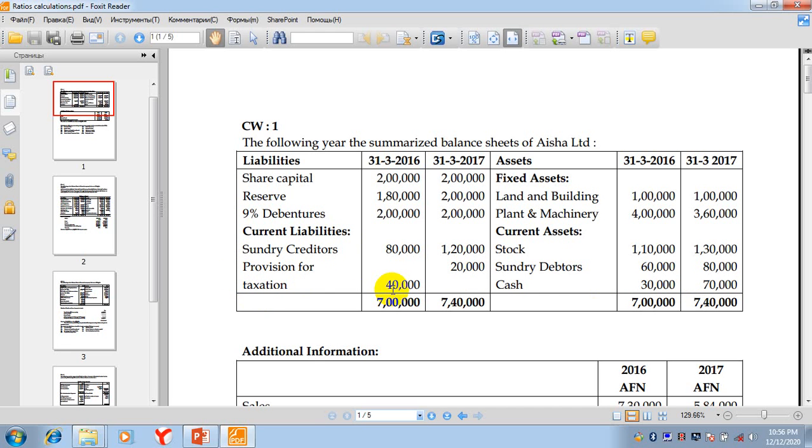20,000, 40,000. This is provision for taxation. Then there is share capital. This is capital investment. These are reserves. This is also part of this. And this is 9% debentures. You know about debentures. What is a debenture? This is a long-term liability. So the data is given.